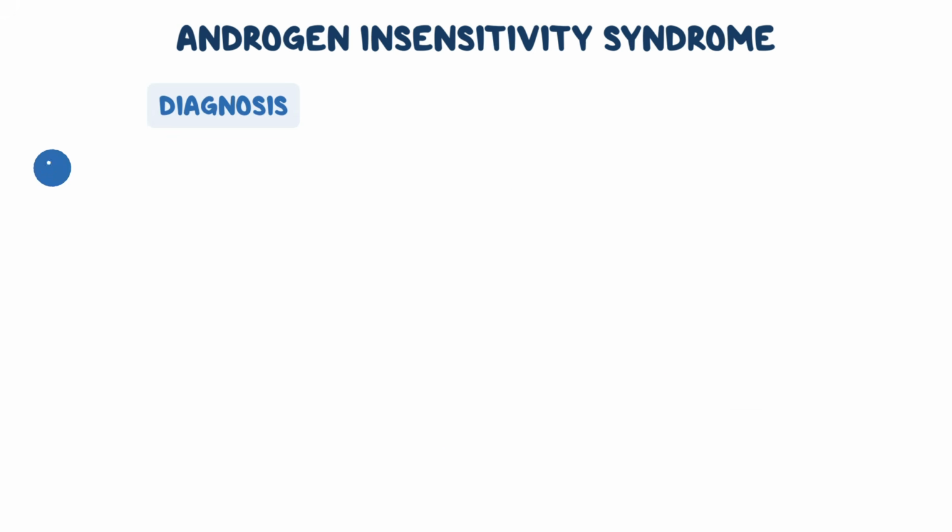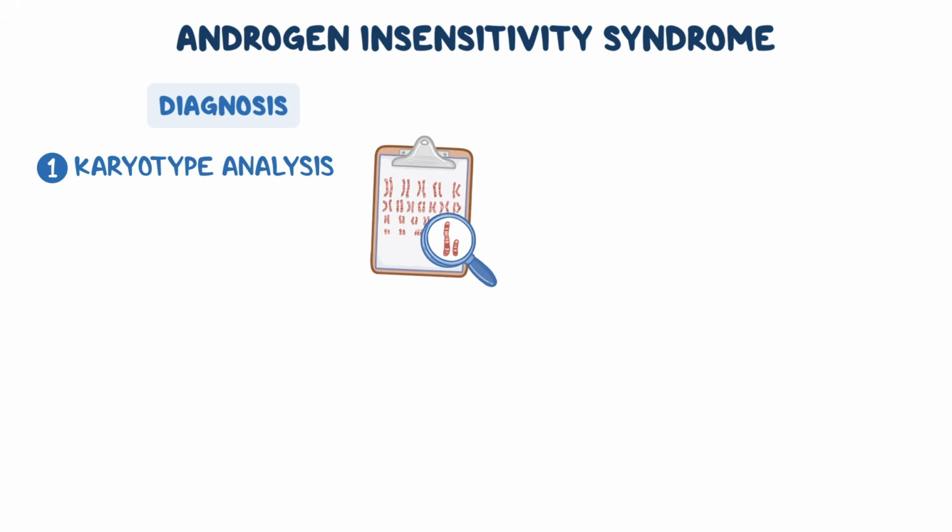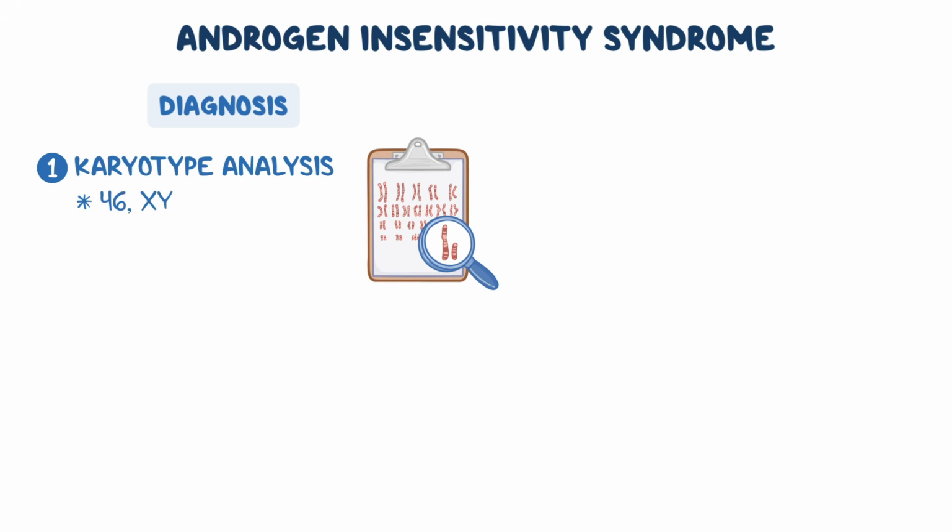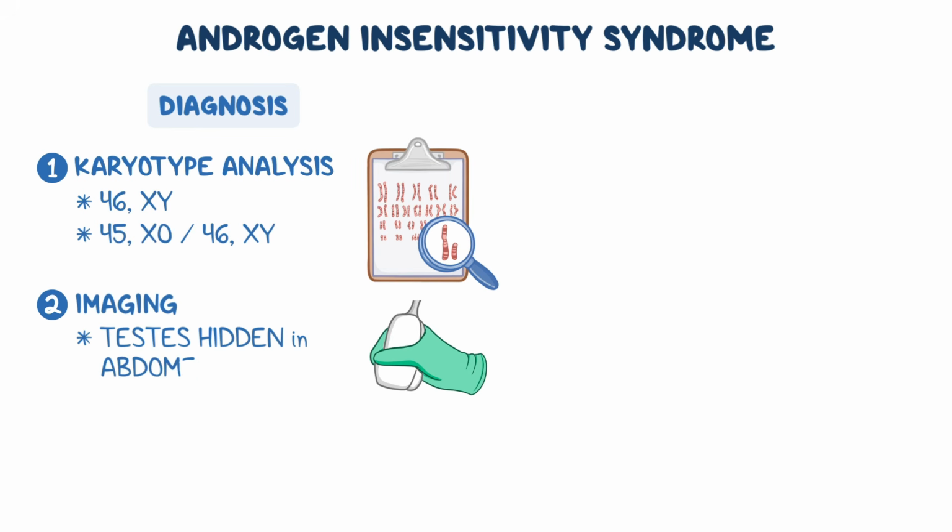Diagnosis primarily relies on karyotype testing and imaging. Karyotype testing typically reveals a normal 46XY pattern, but sometimes it shows 45X0/46XY mosaicism. Imaging reveals testes hidden in the abdomen or inguinal region, along with the absence of the uterus and ovaries.